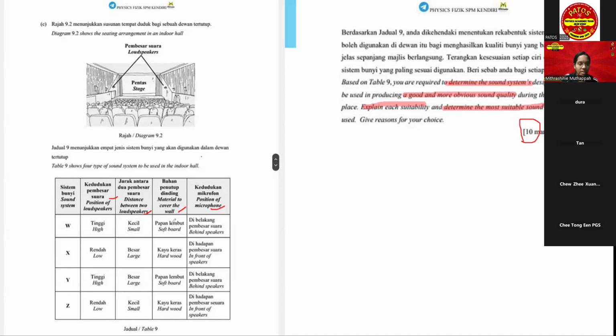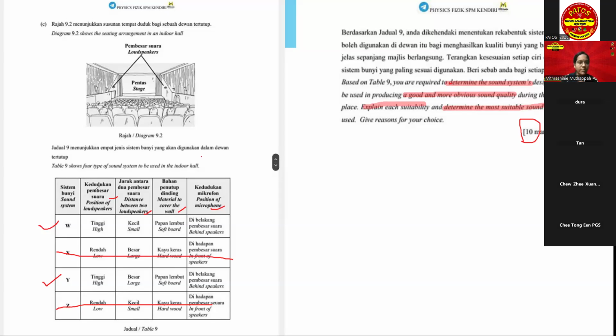In that case, only two types of sound system have the characteristic of softboard, which are W and Y. Automatically, the other two are rejected because both of them use hardwood. Usually hardwood tends to reflect sound, and we don't want the sound to reflect, as we only want to produce a good and more obvious sound quality. Okay, so we have already chosen one specification.